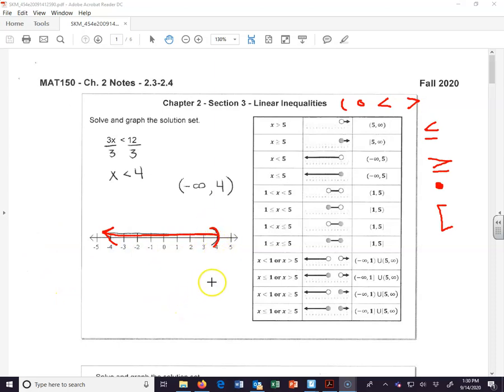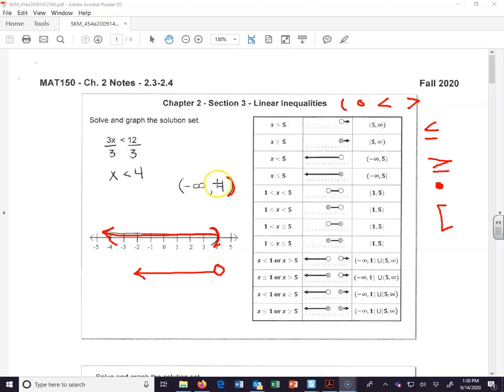So you can do that parenthesis. We also could have done an open circle right at 4 and done the same thing. Either one would mean the same thing. When we're writing it out, if we were asked to write it in interval notation, then we would have our parenthesis just like we do on our graph here.